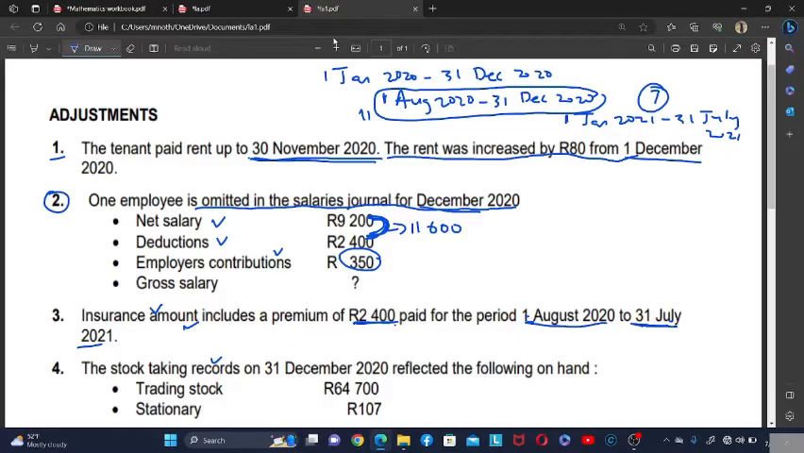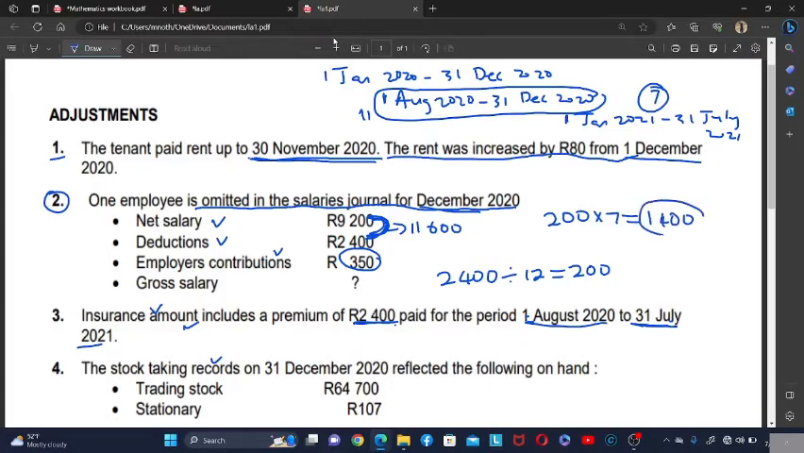But then now we must first see how much the insurance is per month. So 2,400 divided by 12 is equal to 200. So we want this insurance of 7 months. So 200 times 7 months is equal to 1,400.